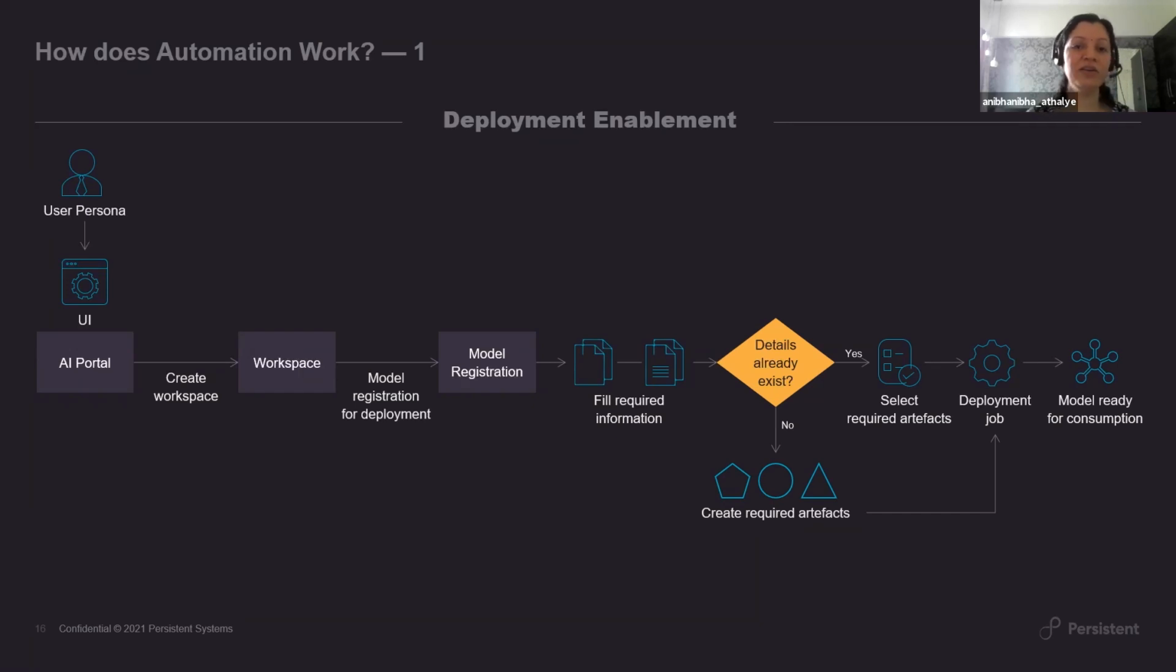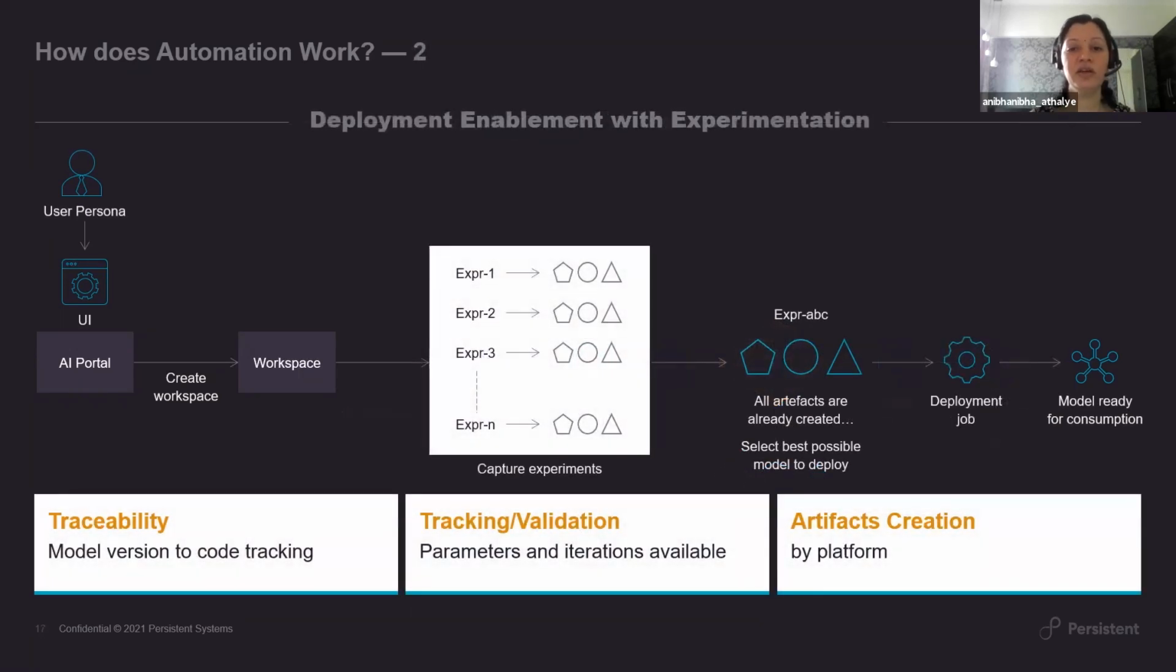Now let's take this basic workflow and expand it to how experimentation helps with deployment. So you have the same set of steps. You have the user who's logging into the AI portal. You have the workspace. And what this workspace is then allowing you to do is actually run this experiment. So this blue box is something that comes into picture, and you are doing these experiments in the entire ecosystem, which is allowing you to do the deployments.